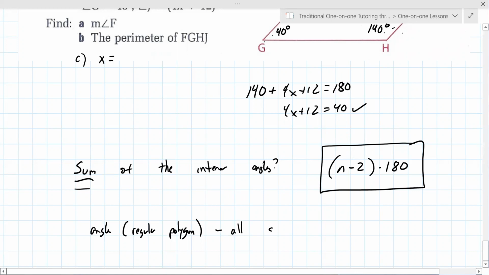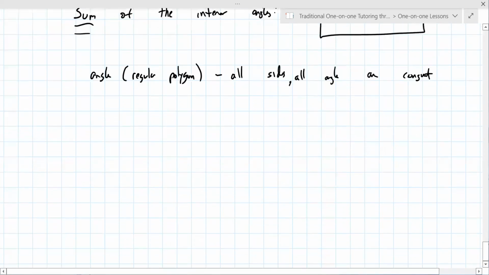So regular means that all sides and all angles are congruent. Okay, that's really important here. So I'm going to draw two different hexagons. The first one will be a regular hexagon. I'm going to draw it as best I can to make it really nice and something that actually looks regular.